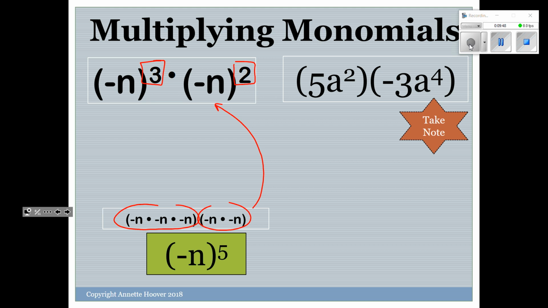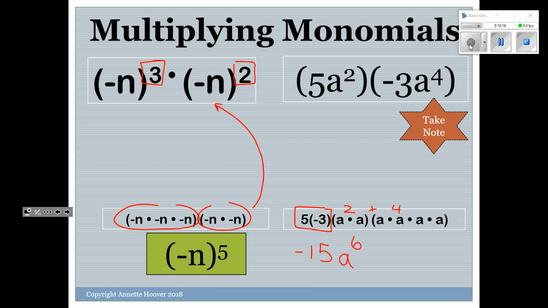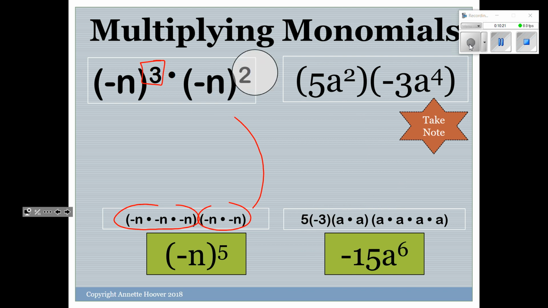So we can group together 5 times negative 3. And 5 times negative 3 is negative 15. Then we have a squared and a to the fourth power. That means we have a multiplied by itself 2 times, and then we have a multiplied by itself 4 times. So altogether, that's a being multiplied by itself 6 times. We add the exponents. Negative 15, a to the 6th power.